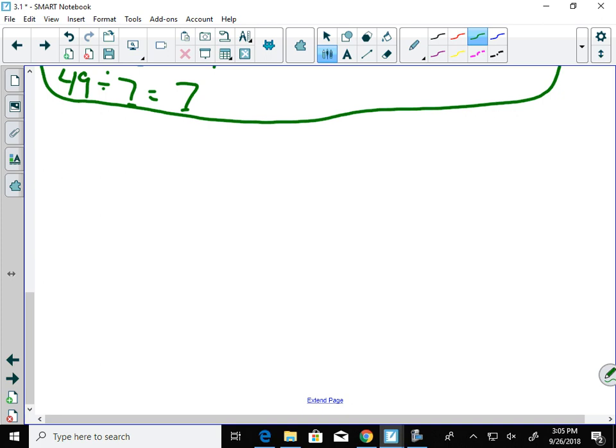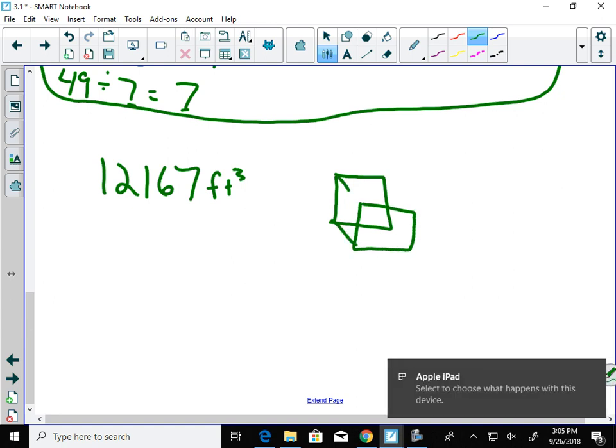So a cube has a volume of 12,167 cubic feet. Okay. So this is the next example on the second sheet. Cubic feet, right? Volume. We know it's a cube, so that means our cube is going to look like that.